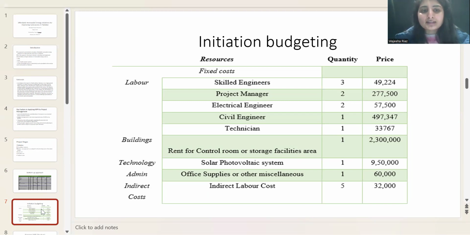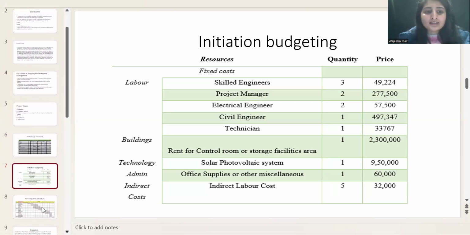After that, for storing my resources in one place, I chose to rent one building. For technology, I use the solar photovoltaic system. I need turbines and a hydro system. Then for the management of all the resources, I need one admin department, and the indirect labor cost I calculated as 5 in the initiation budgeting. So you can see how I did the initiation budgeting. Now let's move forward to the planning phase.